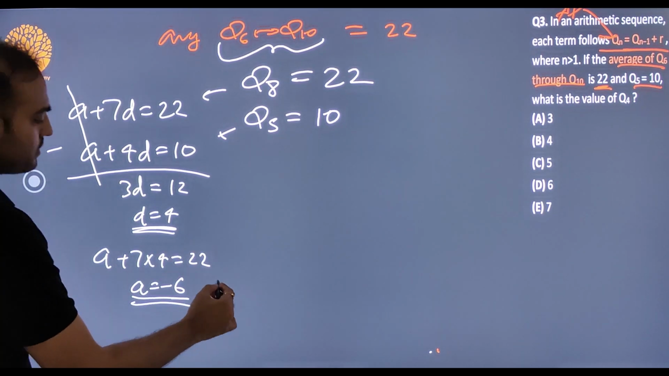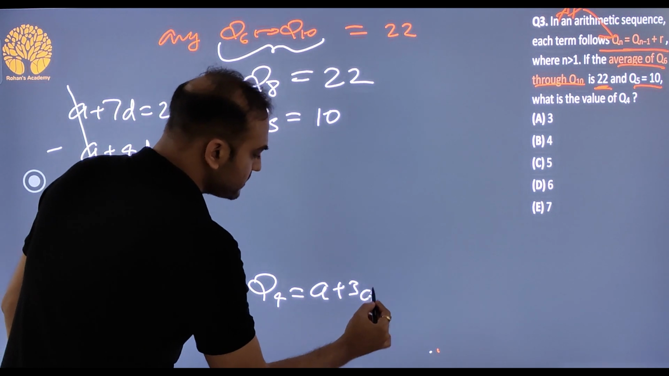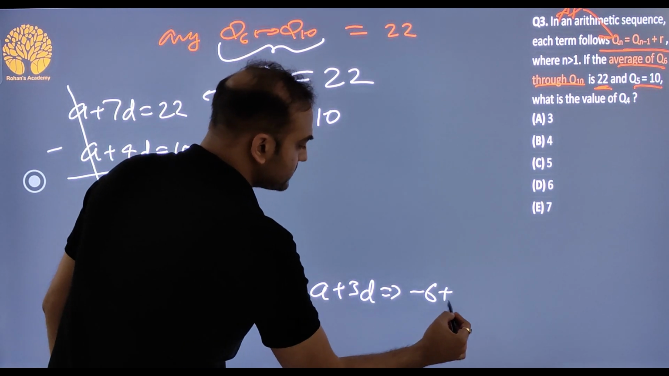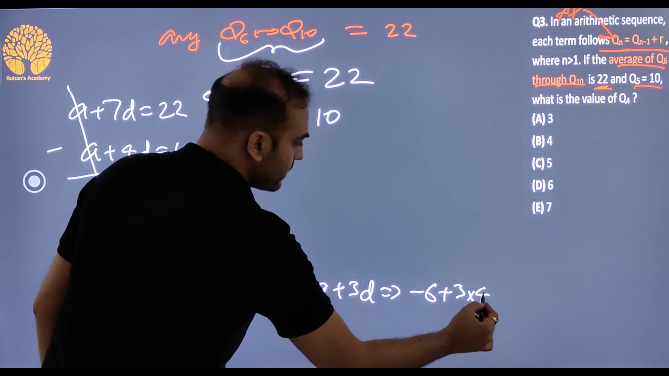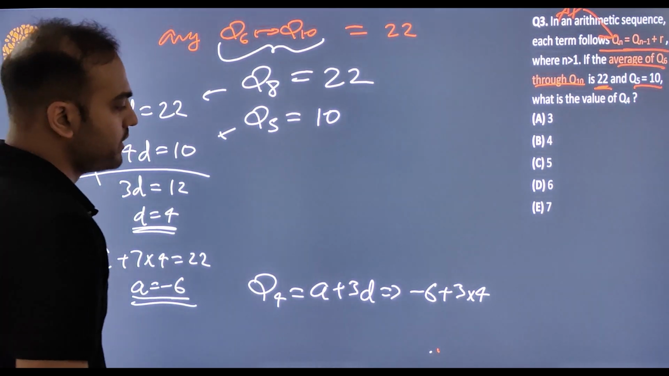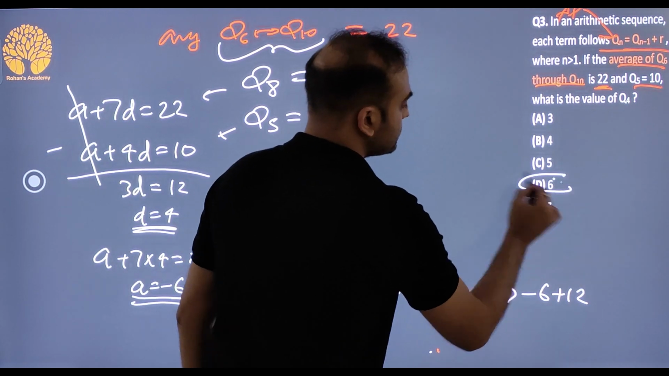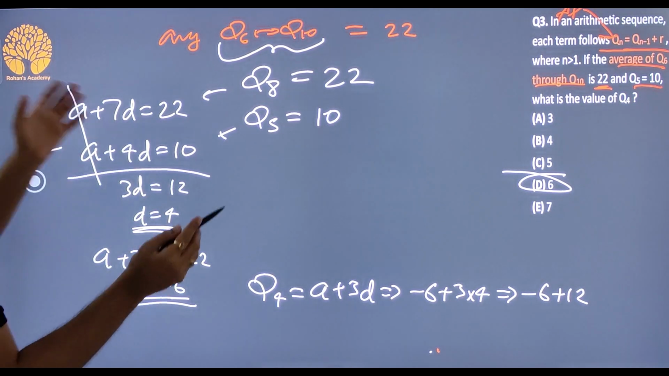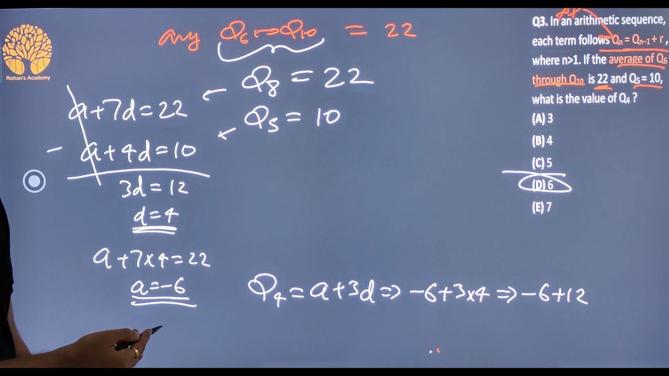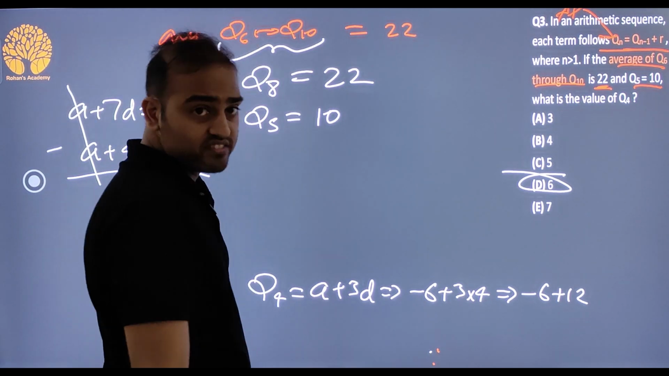What are they asking? Q4. Q4 is A plus 3D, which is minus 6 plus 3 times 4. That is minus 6 plus 12, which is 6. One way is to be a good student, write everything down and solve. Another way is to be lazy.